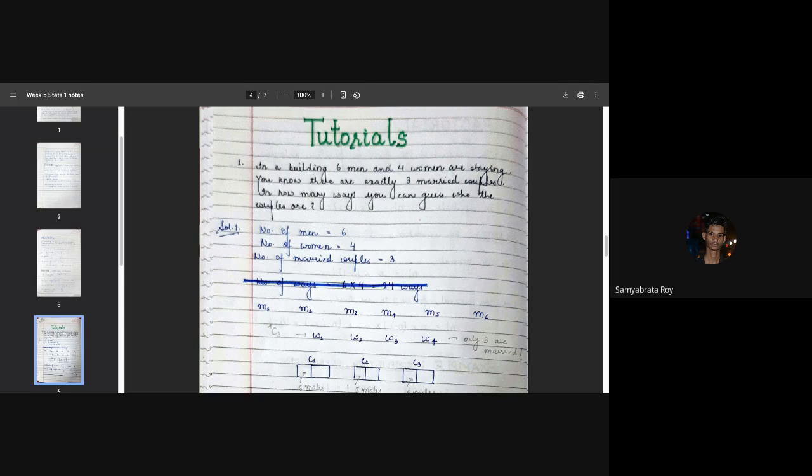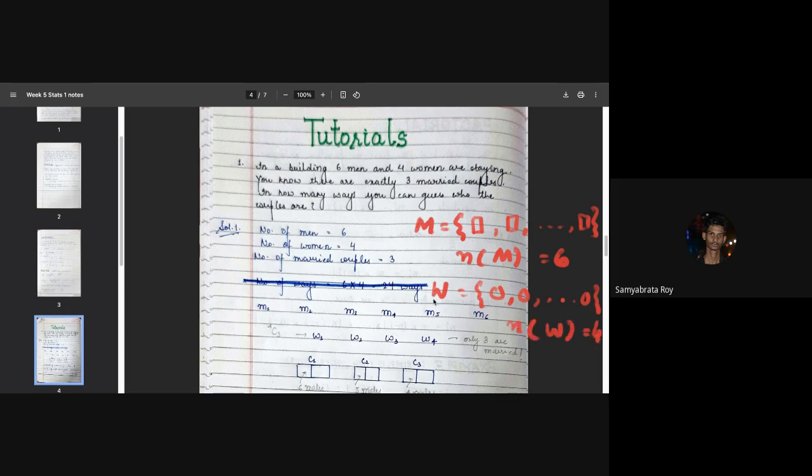Suppose I have a set M, which has 6 men. So what is the cardinality of M? It is 6. Now I have another set of women. Here also I have 4 women. So what is the cardinality?